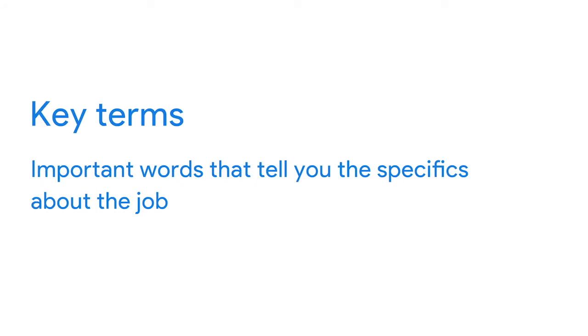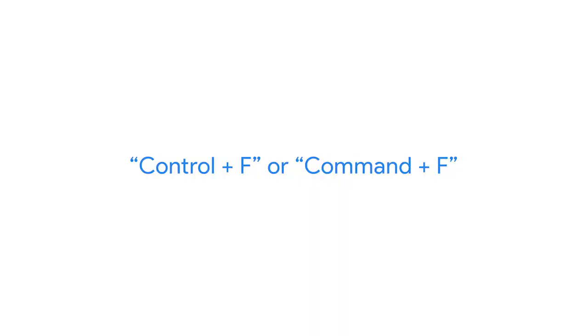As a reminder, job descriptions explain what you do in the role you're applying for. When you review job descriptions, you'll want to pay attention to key terms. Key terms are important words that tell you the specifics about the job. To search for a key term within a job description, use Control F or Command F. This is known as the find command.